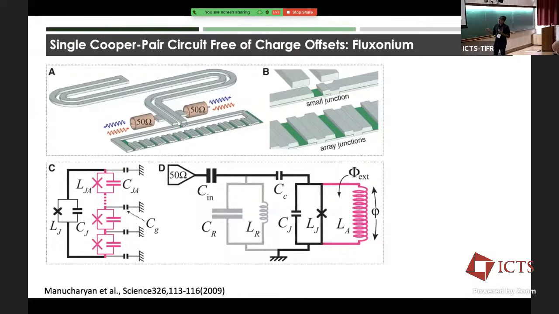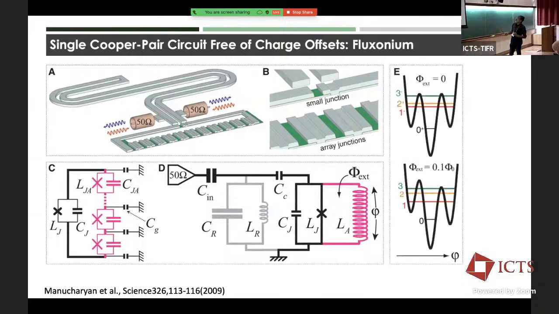Now, if we think about what the potential of this kind of circuit is going to look like, you can just combine the potential of a linear inductor and the potential of a Josephson junction. The Josephson junction is a periodic cosine potential, and the linear inductor is a parabolic potential. If you have the parameters in such a way that they overlay on each other, then you end up getting something like this.